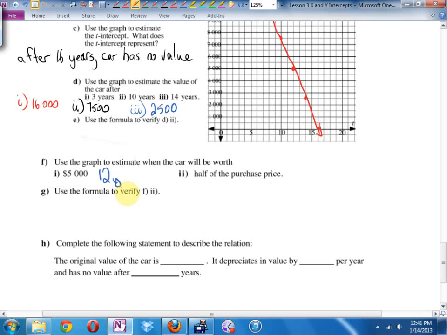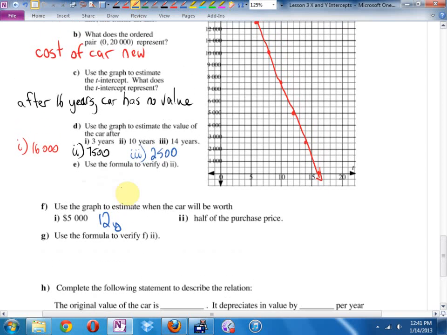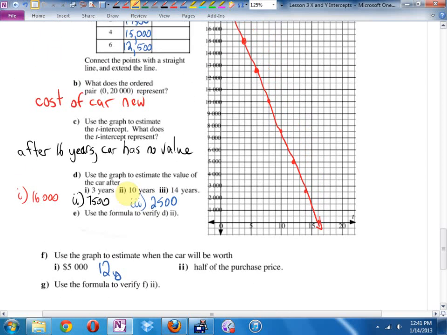When will it be worth half the original price? What was the original price? 20,000? When will it be worth half that? How much is half that? In your head, not needing a calculator. 10,000? Told you, buddy. 8 years? I agree.